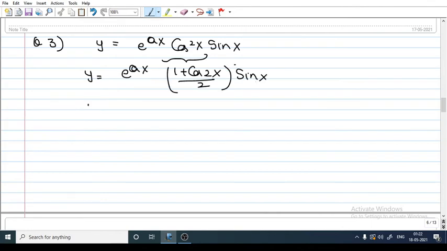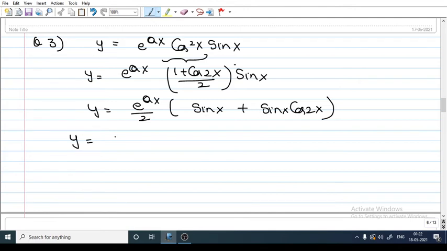Okay, after this what you will do, you will take the 2 outside and you will write it here e power ax the whole upon 2 into sin x plus sin x into cos 2x. Okay, after this what is your job? Multiply and divide this by 2. So y equals e power ax the whole by 2 into (2 sin x plus 2 sin x cos 2x) the whole divided by 2.